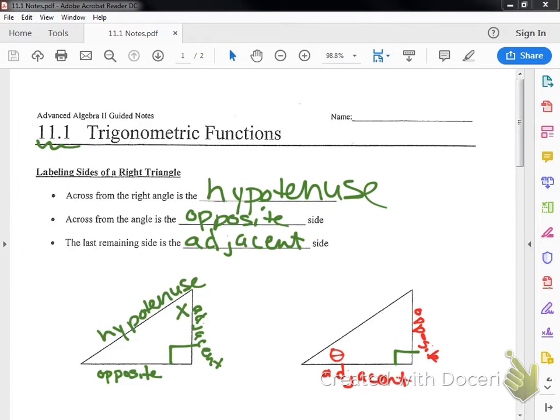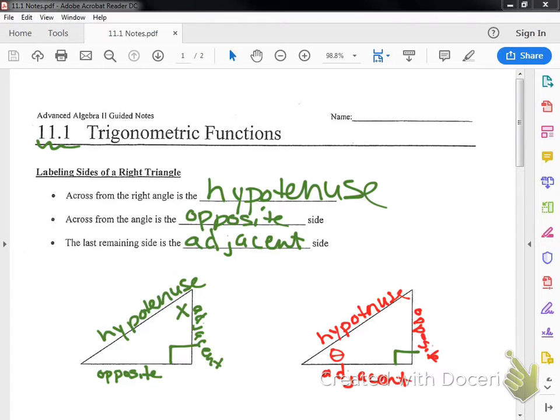Now, in trig, a lot of times you will see the angles labeled in Greek letters. This is the most common one. This is theta. Just treat it like any other variable. If you want to change it to an x, that's fine. A lot of times the missing side is labeled as x, so I maybe would avoid x. But yes, that is the Greek letter theta.